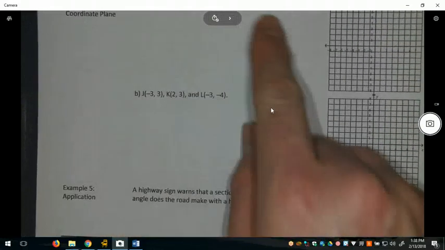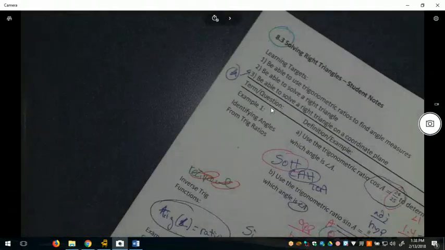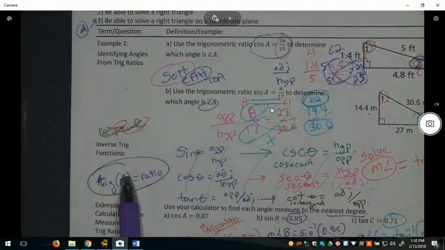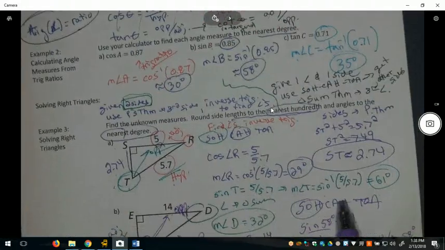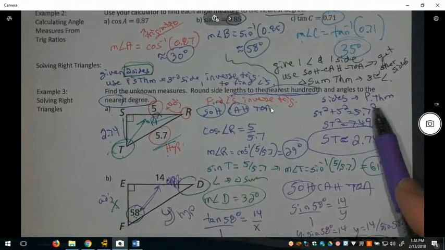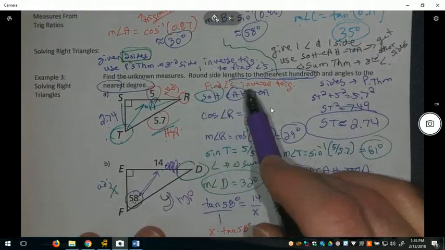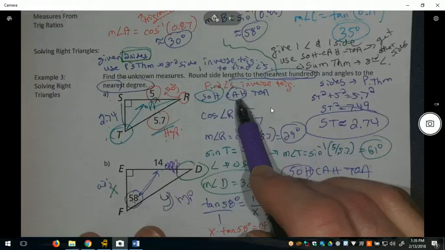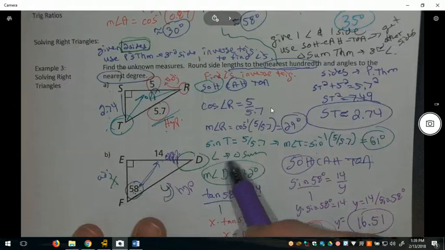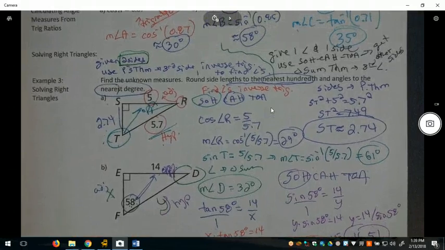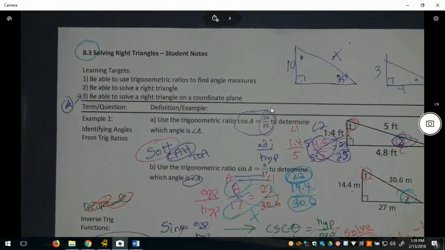The next video will show how to solve for triangles in the coordinate plane. This video showed you how to solve for all things in a right triangle, using SOHCAHTOA to help you find sides, or Pythagorean theorem, depending on the setup of the problem, or using inverse trig, inverse of sine, inverse of cosine, or inverse of tangent to find angles, and or triangle sum theorem to find angles. So please watch clip 2 of 8.3 to see the back of these notes.